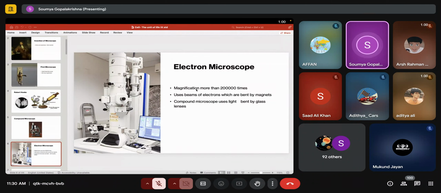The magnification here is about 2 lakh times. Now, the magnification in a compound microscope is 2000 times, right? Here, the magnification is about 2 lakh times. That's the reason you can imagine how small the viruses are. So, they can be seen through an electron microscope.